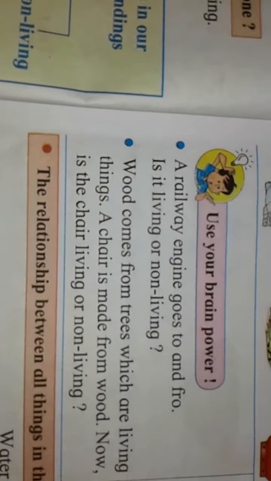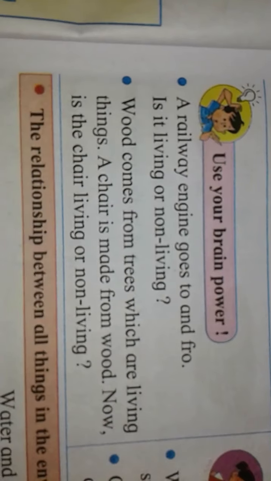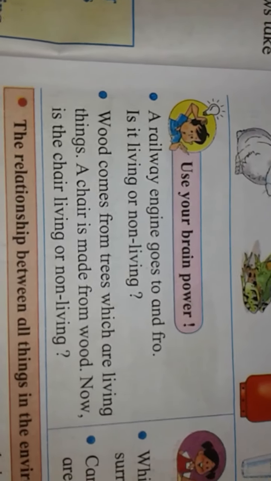Then this is your rose. This is a living thing because it is a plant. And this is your cooking vessel. It is a non-living thing. It is made of metal because it does not have life. So next one, use your brain power. A railway engine goes to and fro. Is it a living thing or non-living thing?